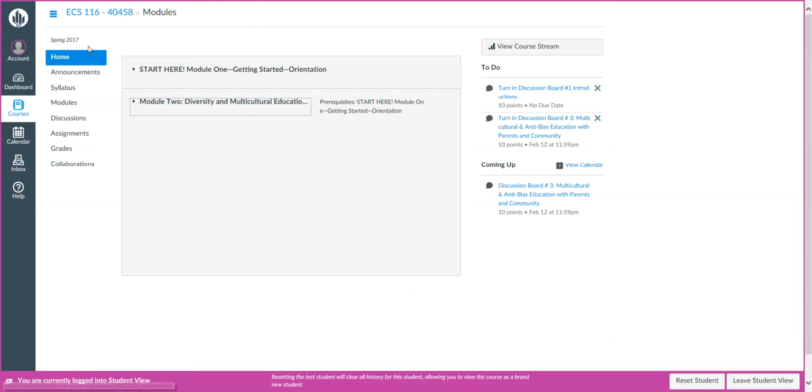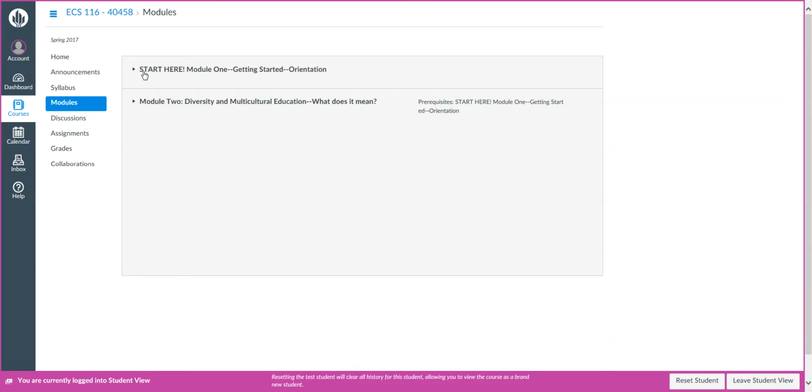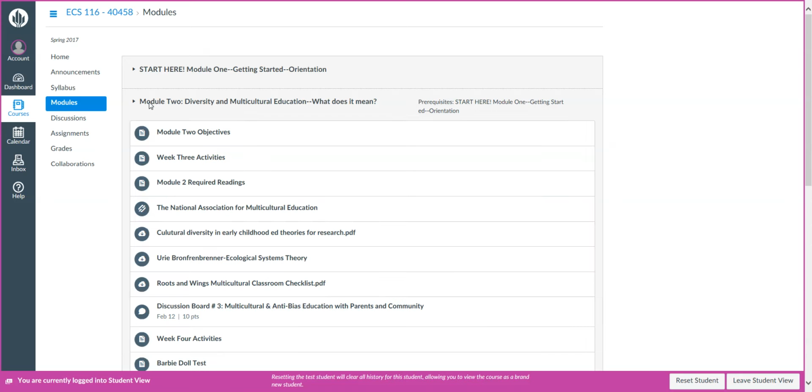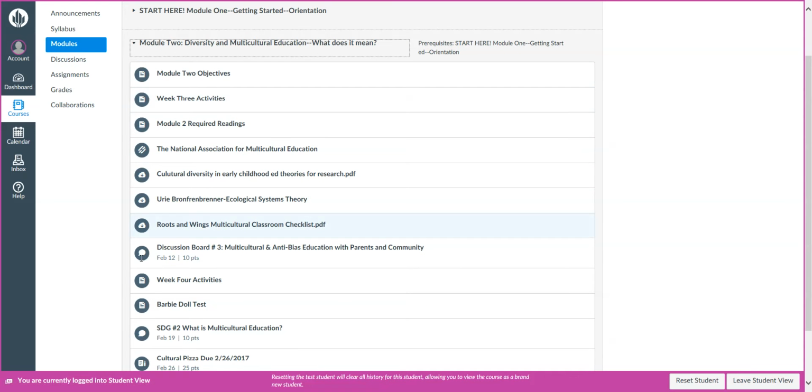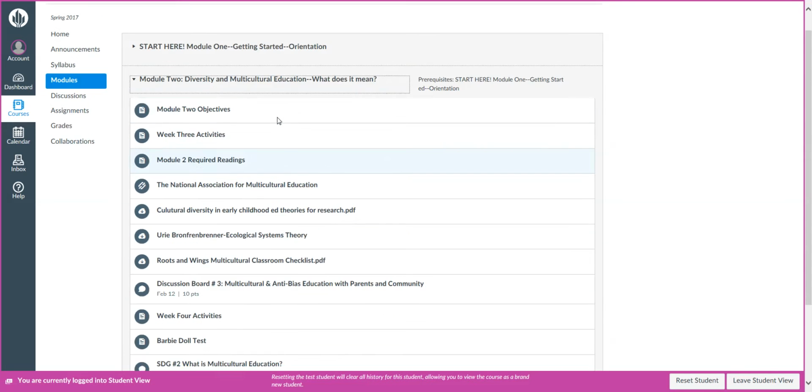So on the home menu, we're going to go to modules, and you'll notice the Start Here module that you should have completed last week. And then we have Module 2, Diversity and Multicultural Education. We're going to click on that, and you'll see that all the items in the module are presented to you.